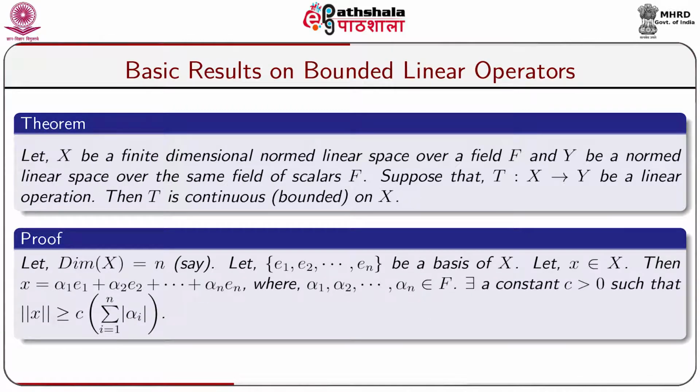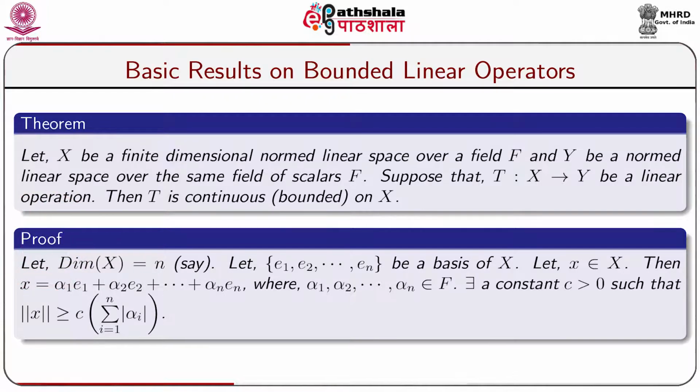Let us take a theorem. Let capital X be a finite dimensional normed linear space over a field capital F, and capital Y be a normed linear space over the same field of scalars capital F. Suppose that T from capital X to capital Y is a linear operator, then T is continuous, or rather T is bounded on capital X. Now let us take a proof.